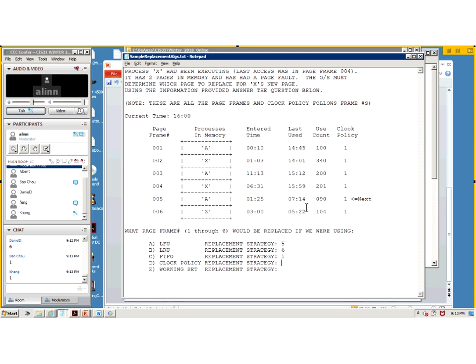Let me show you how it works, and then you tell me. If it sees a 1, it sets it to 0 and goes to the next one. Sees a 1, sets it to 0, wraps around, sees 1, sets it to 0, and so on. This is 0. That's the one that's going to get replaced. That's how it works. So, what page frame would it replace?